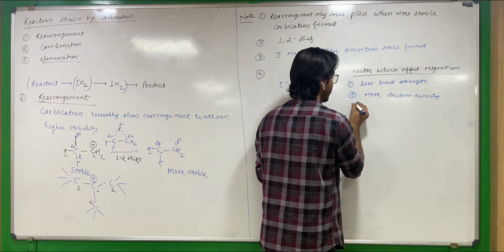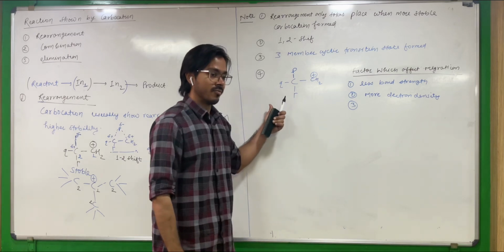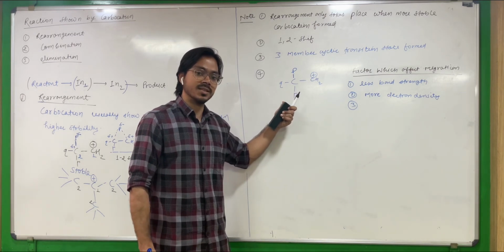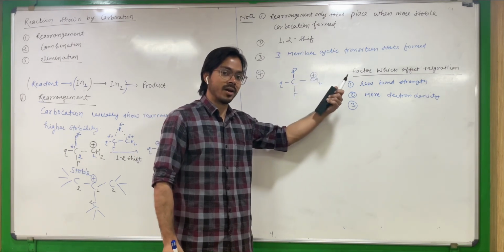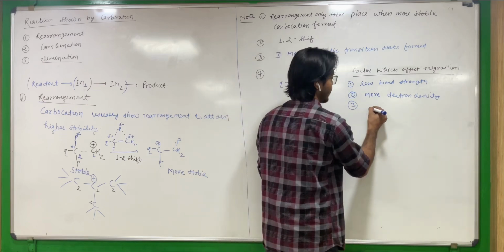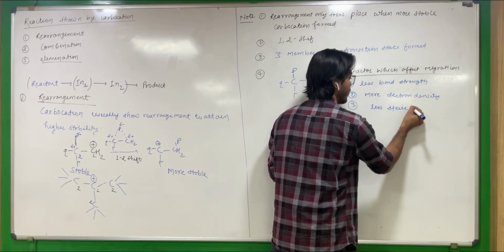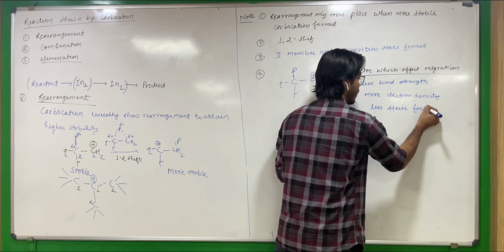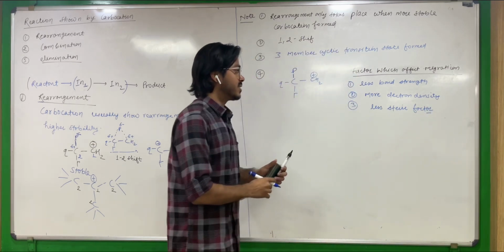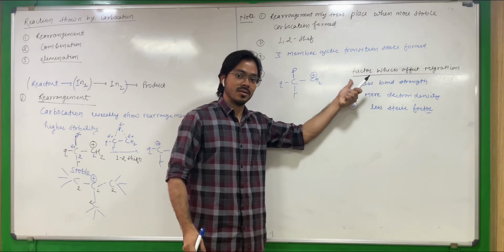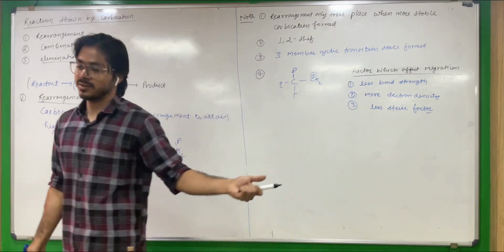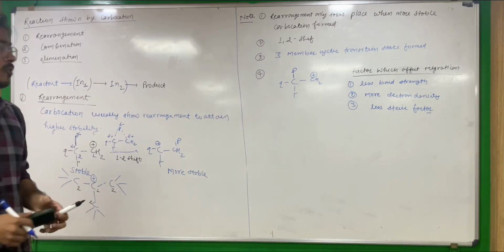And the third one, less steric factor. If steric repulsion is less, then it will be more likely to migrate. So these three factors affect the migration. We will combine all these three factors and see which will be good for migrating.